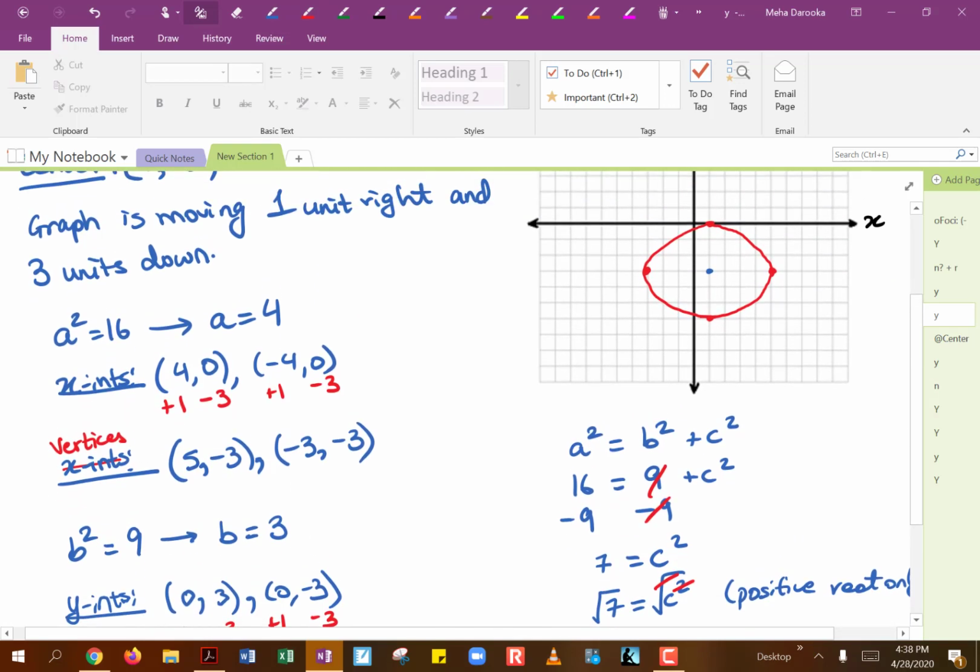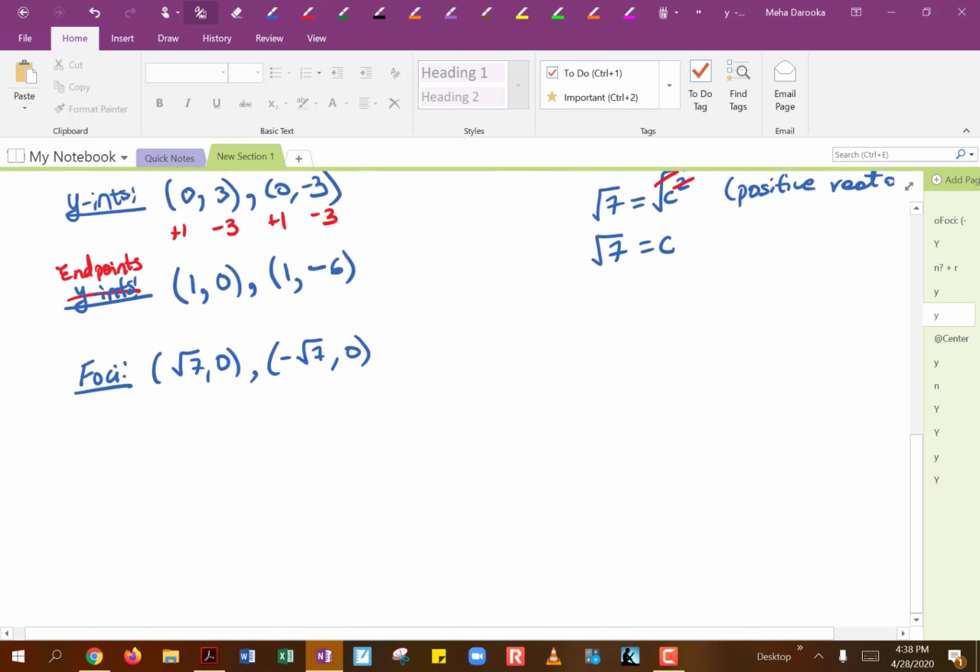But since our graph has moved 1 unit to the right and 3 units down, that means here again we would add 1 to the x-axis and subtract 3 from the y-axis, and our new foci would end up becoming 1 plus square root of 7, and 0 minus 3 of course would be minus 3, and then 1 minus square root of 7, and 0 minus 3 would be negative 3.